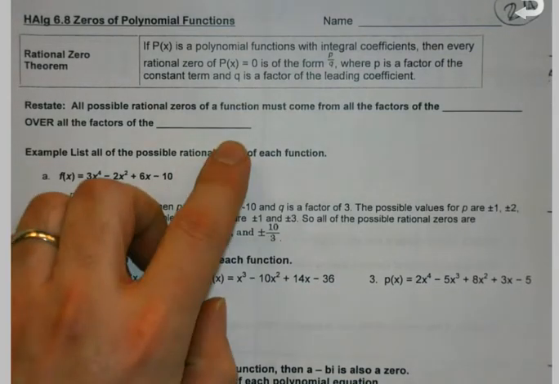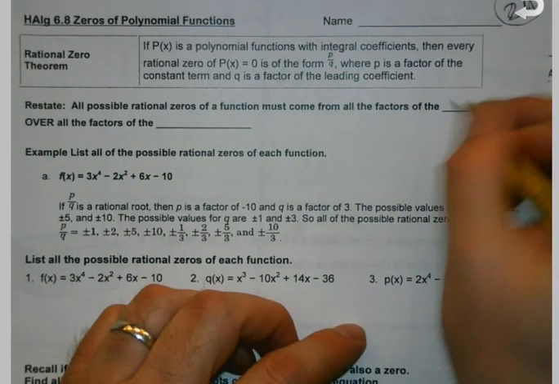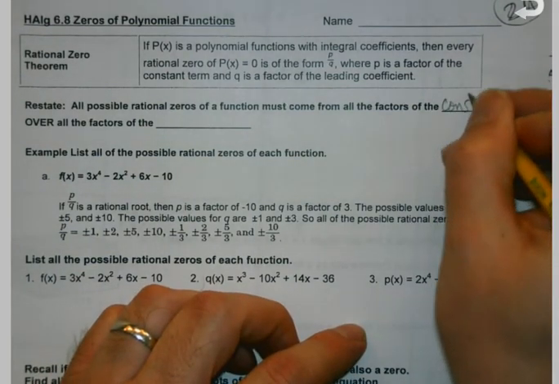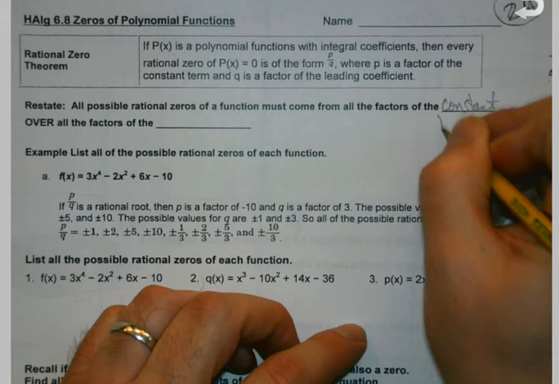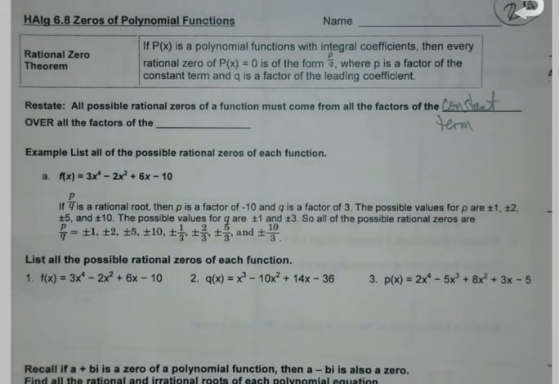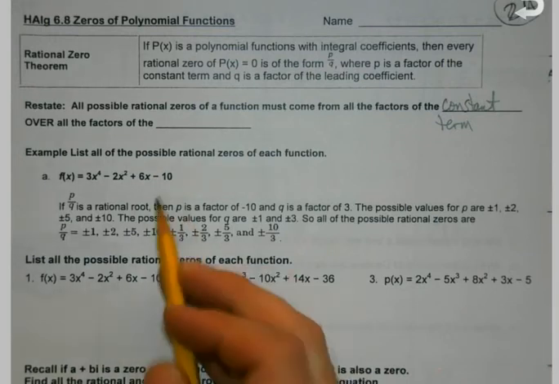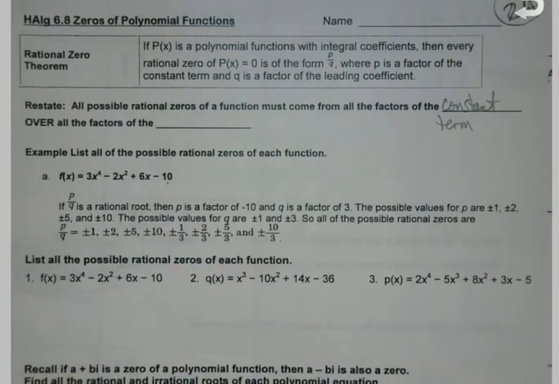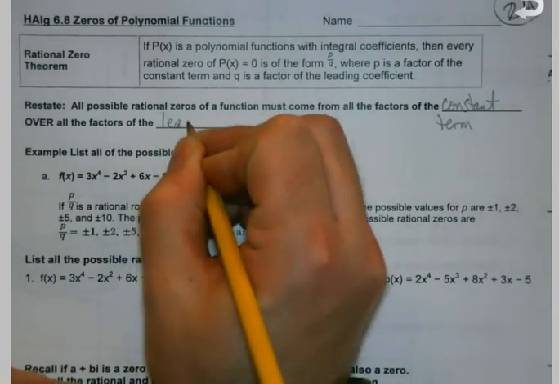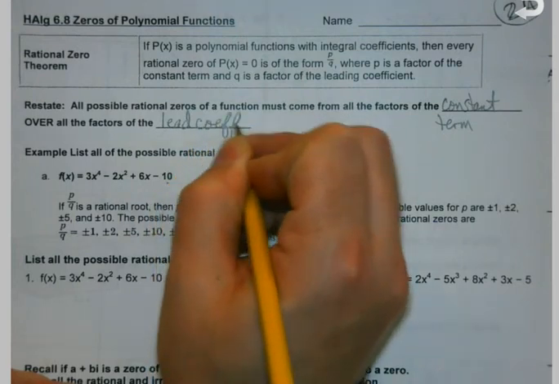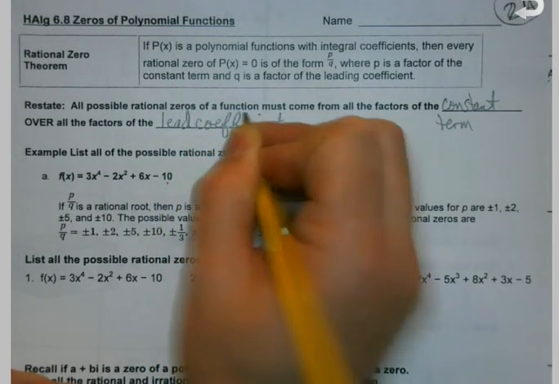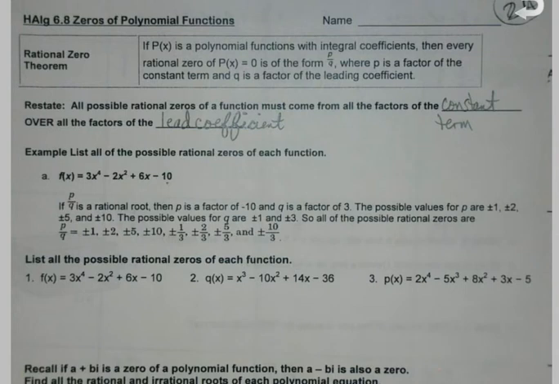All of your zeros of a function must come from all the factors of your constant term, a fancy way of saying the number on the end that doesn't have a variable. For instance, in example A, my constant term would be 10. Well, positive, negative, we'll get into that part in a minute. Over all of the factors of my lead coefficient, so whatever my coefficient is in front of my first term, as long as they're in their correct degree order.